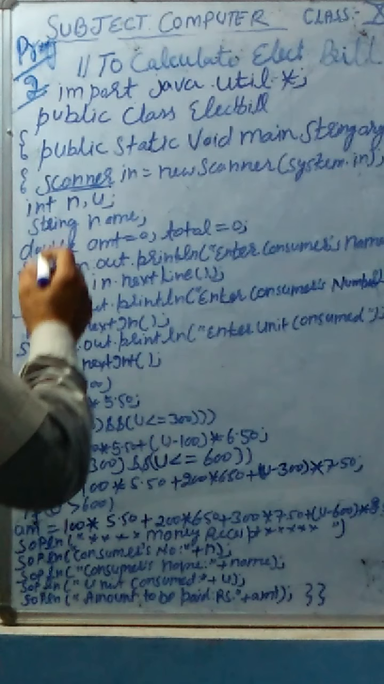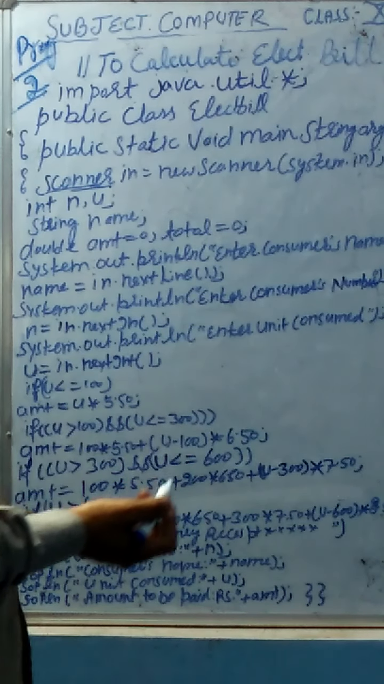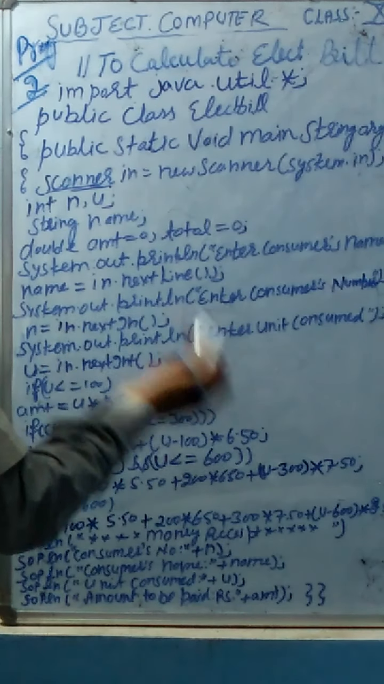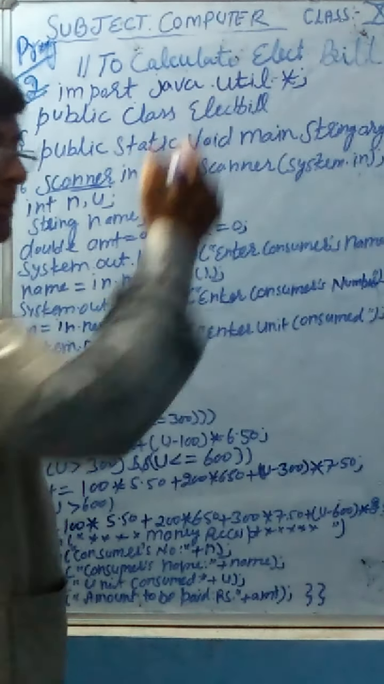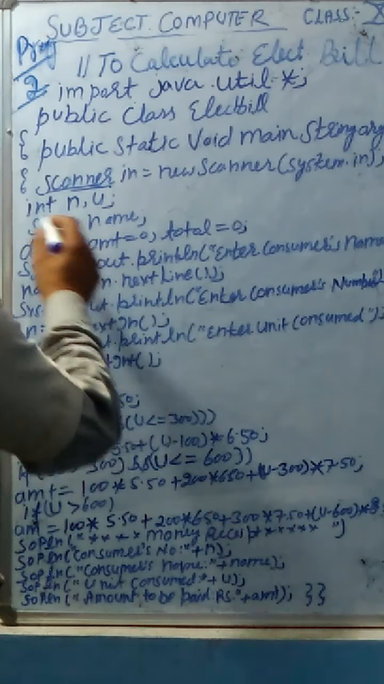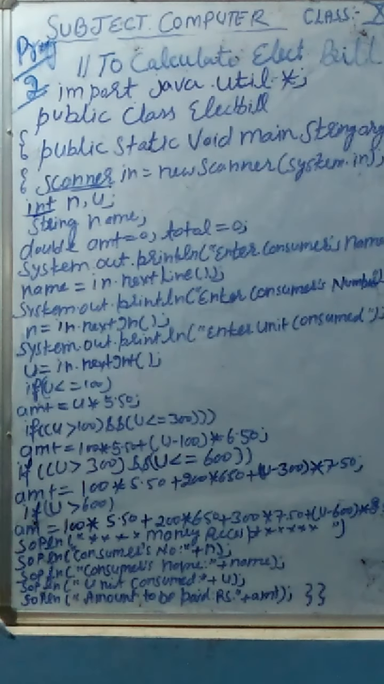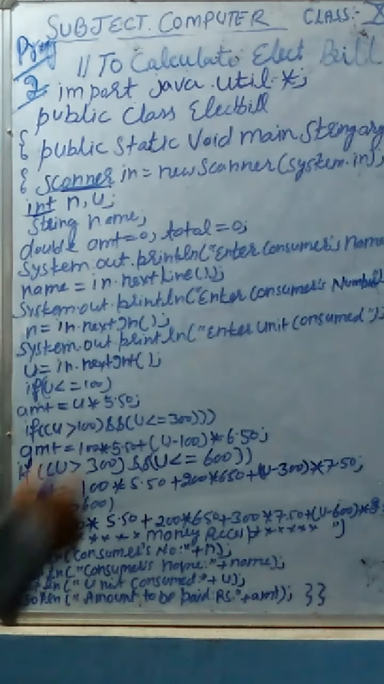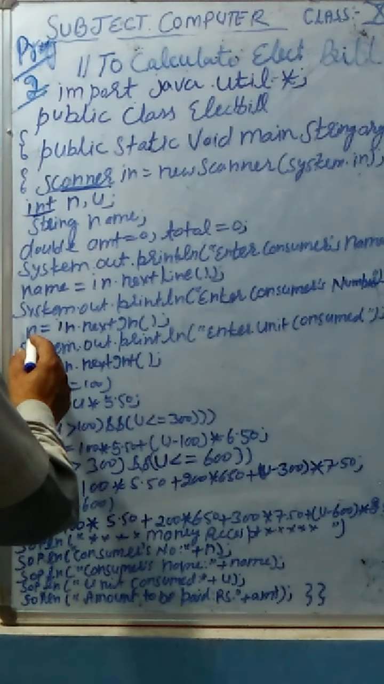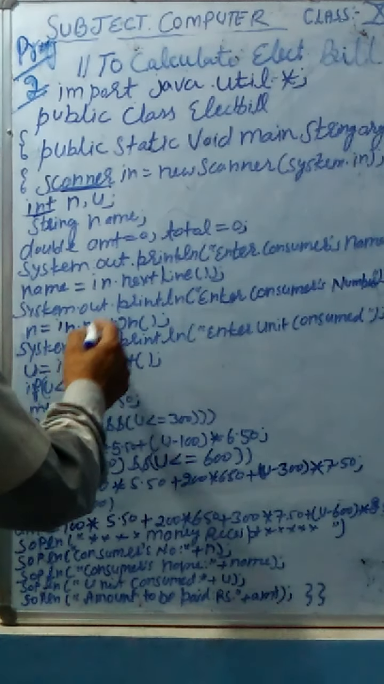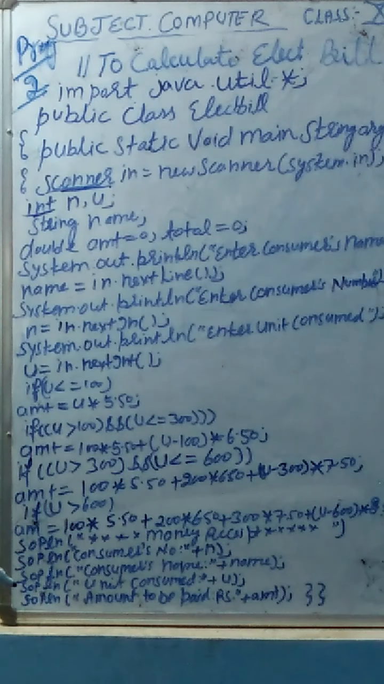Now we have to enter the number of the consumer. So then we will use the output statement System.out.println enter the consumer number. Number we have already used for the integer type of the data, and we are using the scanner function. So then we will store the value of the consumer number by using the n is equal to in.next function.